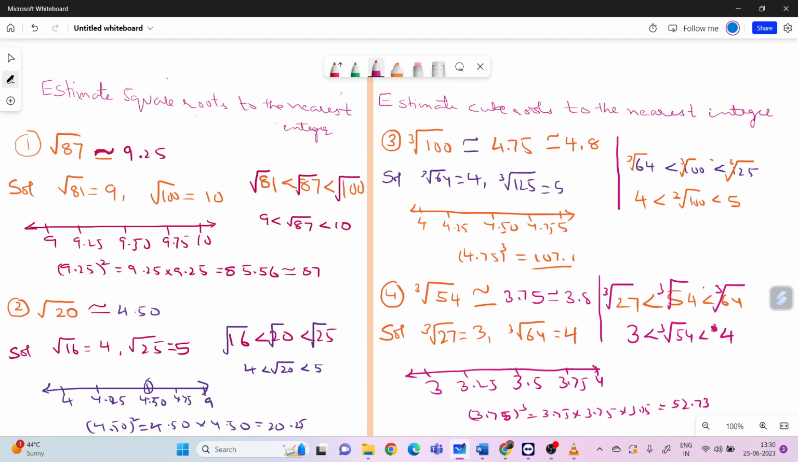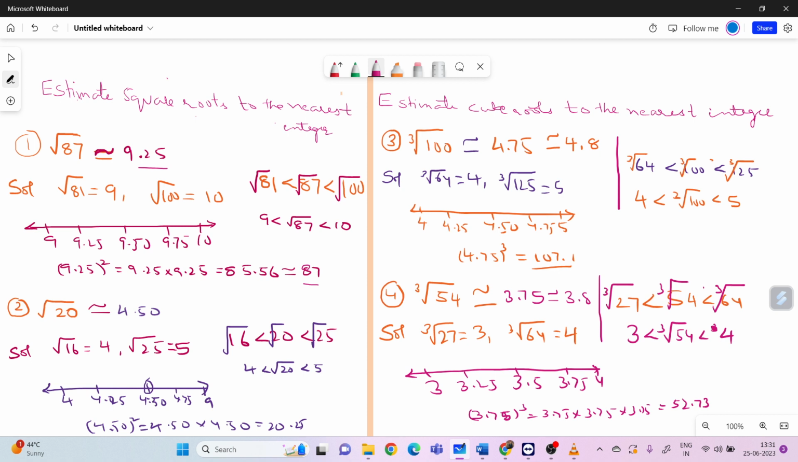So what we have done today: estimate the square root to the nearest integer. You know square root of 87 is less than 100, so less than 10. 81 we know it is 9. So it is between 9 and 10. Exactly how much? Then you have to go this way. To find that, we found 9.25 squared, which is around 85.6, around 87. If you take 9.50, it will be more than 87. So the nearer number is this.